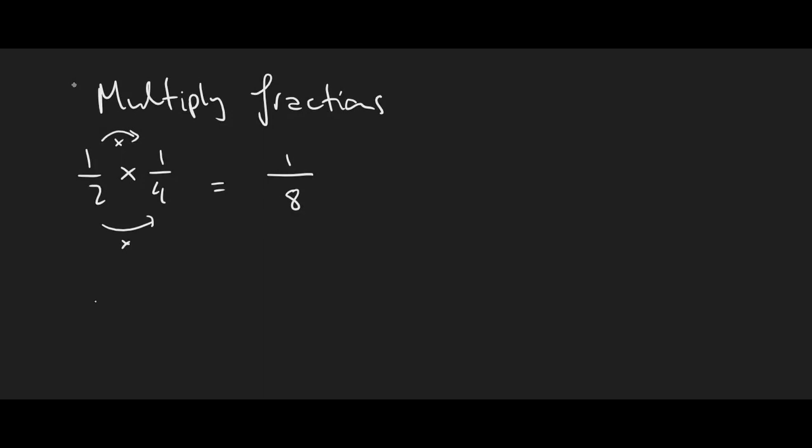Say we have 8 over 4 multiplied by 3 over 6. We multiply the numerator by the numerator, which is 24. 8 times 3 is 24, and 4 times 6 is 24, and that's going to equal 24 divided by 24, which is equal to 1.